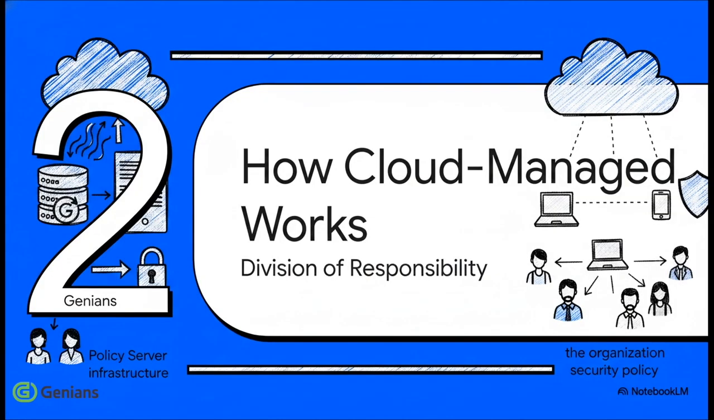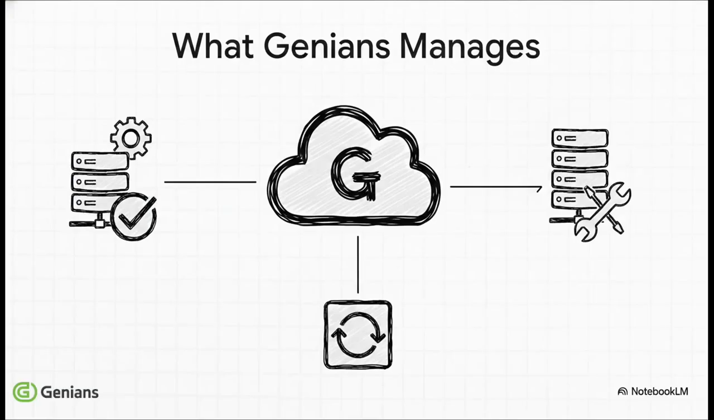So how does this all work in the real world? That brings us to Section 2, which is all about this division of responsibility. It's a really simple but powerful idea. Genians manages the policy server infrastructure, and your organization gets to focus purely on managing the security policy itself. So what's on Genian's side of the table? Well, they handle the entire installation and operation of the policy server, all of it running on AWS cloud infrastructure. They also take care of all the software updates automatically, which means your policy server is always on the latest release. Basically, all the hardware and infrastructure management, that's their job.